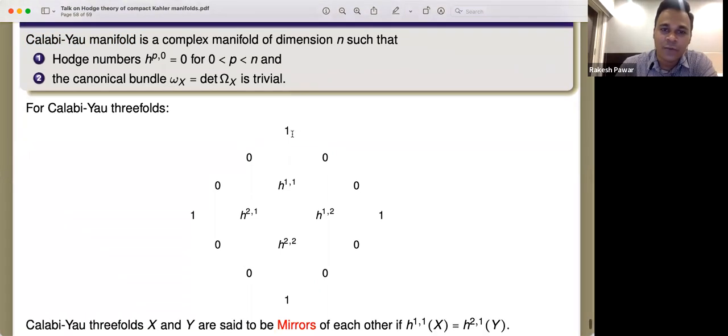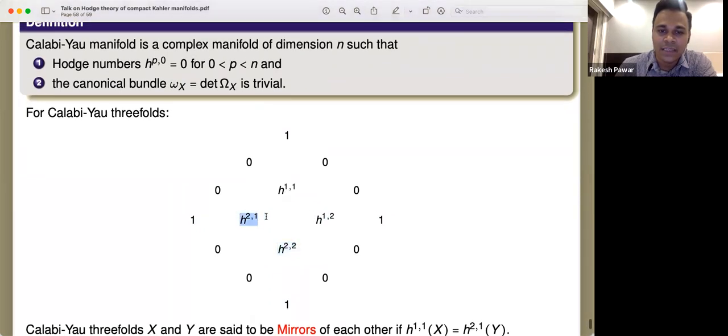And for Calabi-Yau 3-folds, you can visualize the diamond very easily because of this condition. This is just 1. This is 1 anyway, and the only non-trivial numbers that will appear are these. Amongst these, this is the same as that because of the symmetry, and this is the sum of that because of some pairing, some Poincaré duality. So now the only non-trivial numbers associated to a Calabi-Yau threefold are h^{1,1} and h^{2,1}.